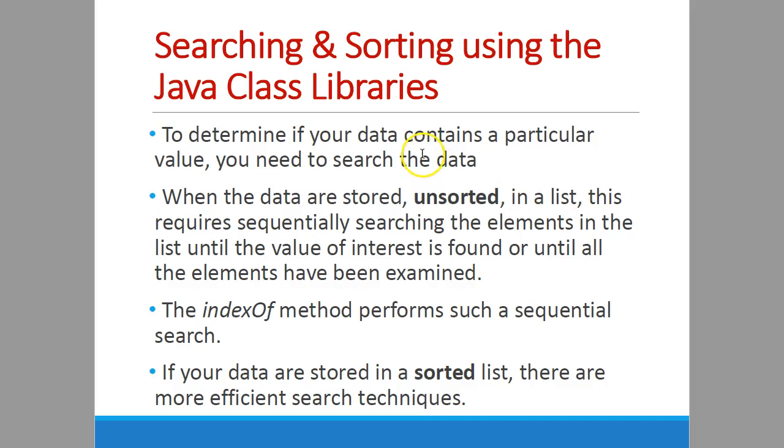When the data is stored in an unsorted structure, you're going to have to look through every single item in order to find it. Index of is an example of a linear search. Remember we talked about order linear algorithms? That's because you have to look through every single item. So if there are m items in a list, it's going to be order m to look through every item in order to find index of.